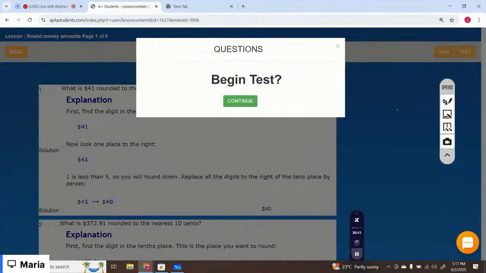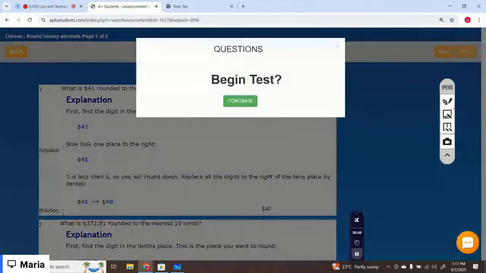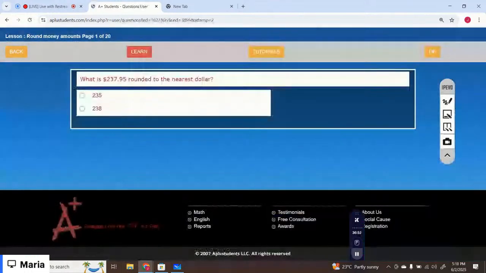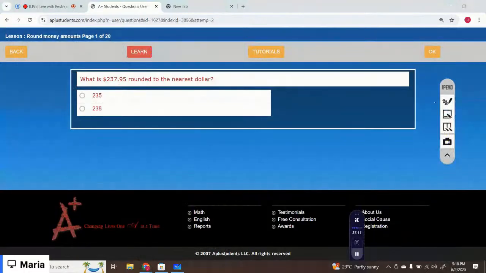Let's start with the test questions. What is $237.95 rounded to the nearest dollar? So we need to round to the nearest dollar, that is 237. Right after the decimal point, we have 9, and we need to round it up. So that would be 238. That is the rounded dollars.